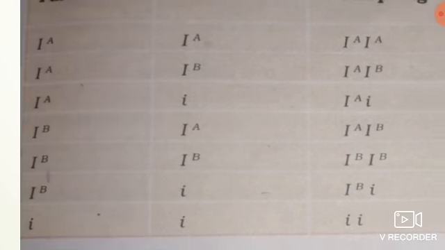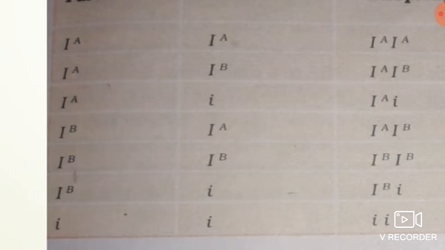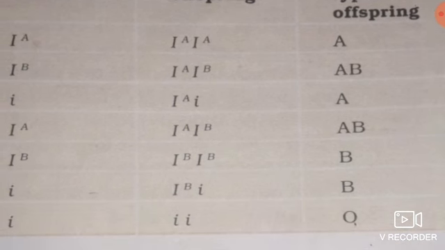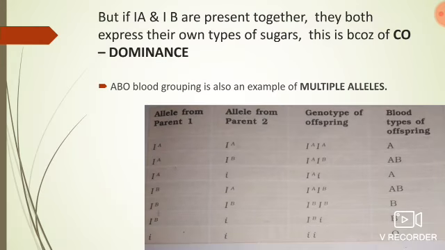And in case of O blood group, there is only one case, that is small i from parent 1 and small i from parent 2. Then the genotype of the offspring will be ii, and the blood group of the offspring will be O. Because small i does not produce any sugar, though both the alleles are small i, so the blood group will be O. I hope you will get this.